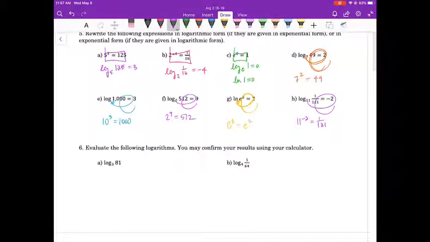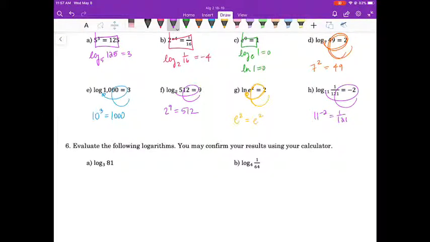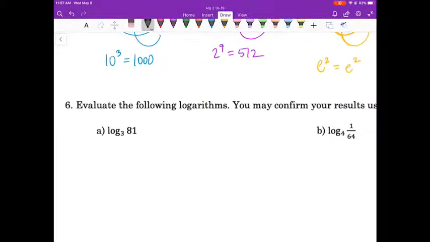Now, we can rewrite them, and that will help us evaluate our logs. So in problem number 6, we want to evaluate it. In order to evaluate it, we first set it equal to x, and then log loop from there. So I have a log, I want to end with an exponent. So I have 3 to the x equals 81.